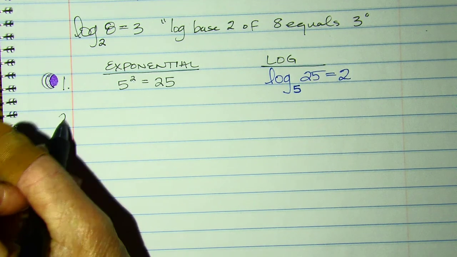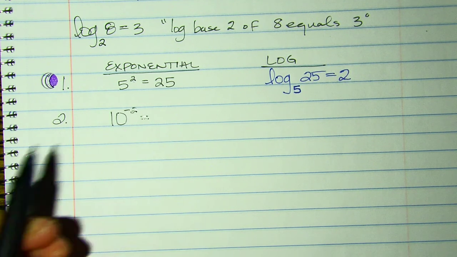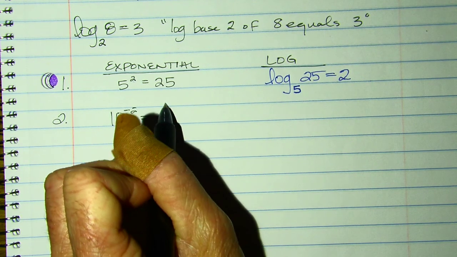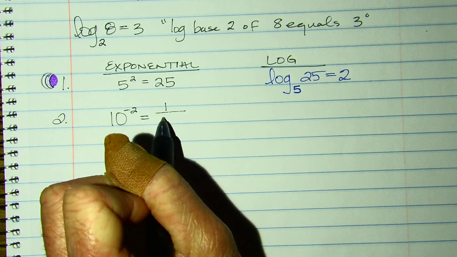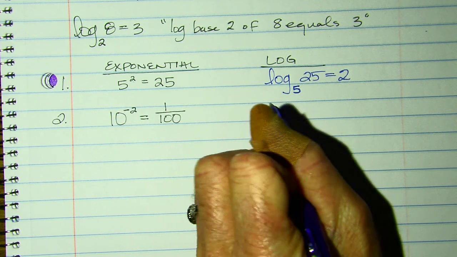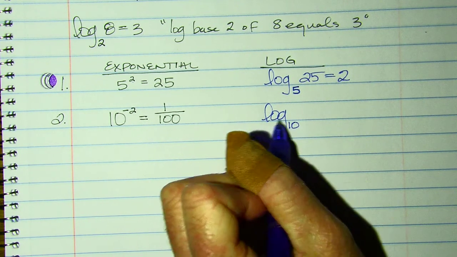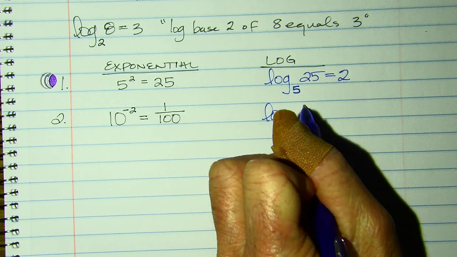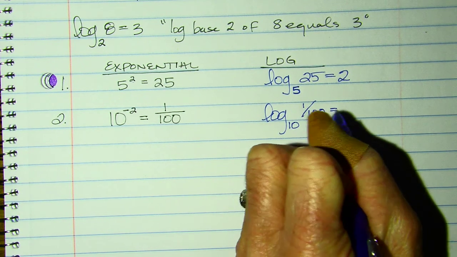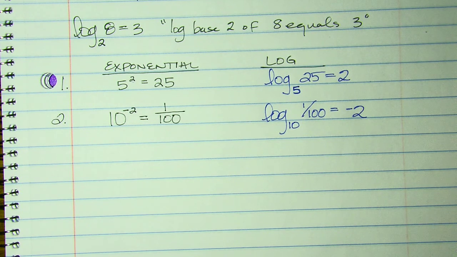Next one. 10 to the negative second. Now let's go over negative exponents. A negative exponent means I would write 1 over 10 squared. The exponent becomes positive, and 10 squared is 100. So let's write that as a log. You can pause my video and try it, or just follow along. Log base 10 goes below the line on your paper, and then back on the line, I would write my answer, 1 over 100 equals negative 2. Notice I switched these two pieces. Next one.